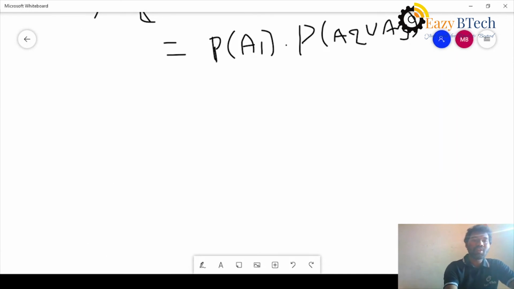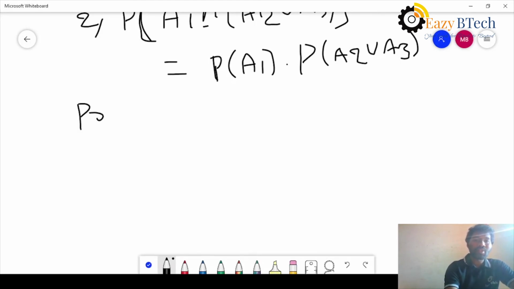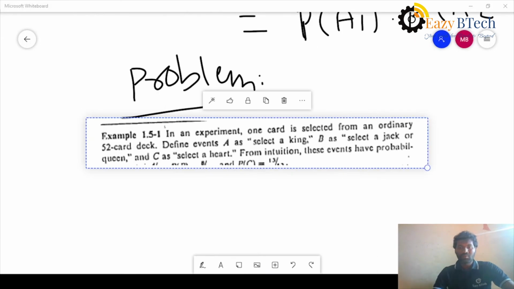So what is the problem? The problem statement: in an experiment, one card is selected from an ordinary 52 card deck. Define events A as select a king, B as select a jack or queen, and C as select a heart. These three events are defined.